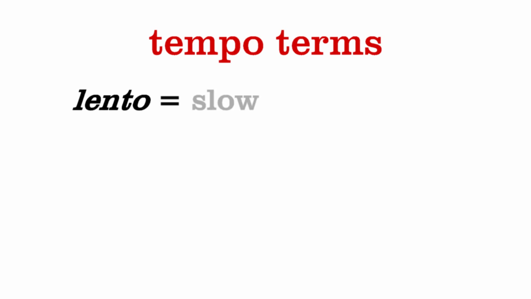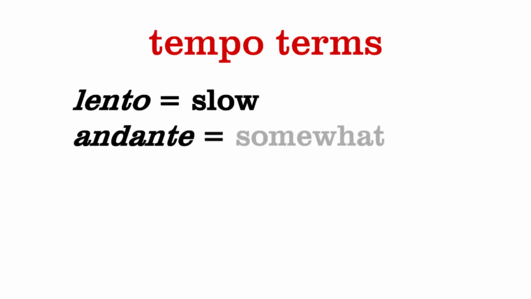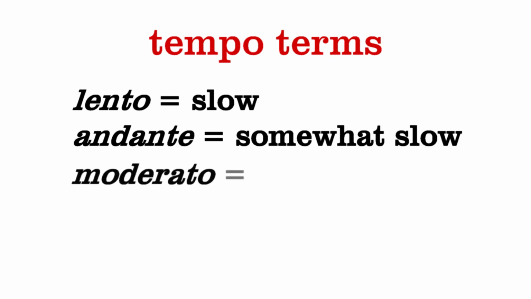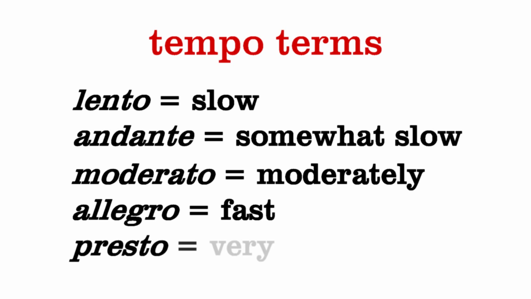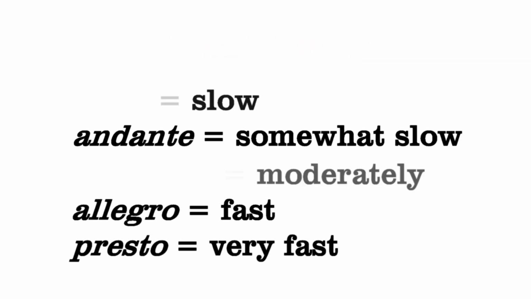Lento means slow. Andante is a little faster than lento, but still somewhat slow. Literally, it means at a walking pace. Moderato, just like it sounds, means moderately. Allegro is fast, and presto is very fast. There are others that you'll want to know, but learning these is a good place to start.